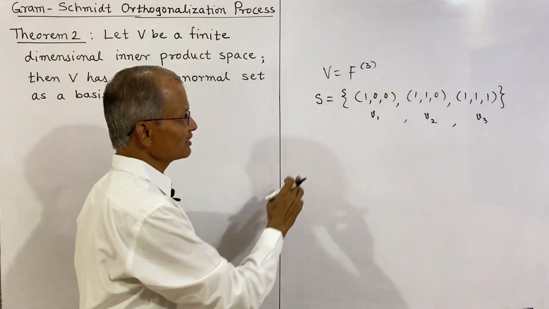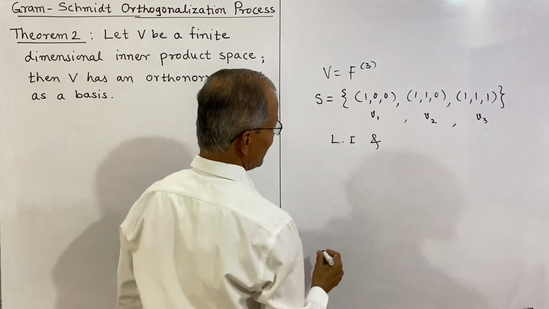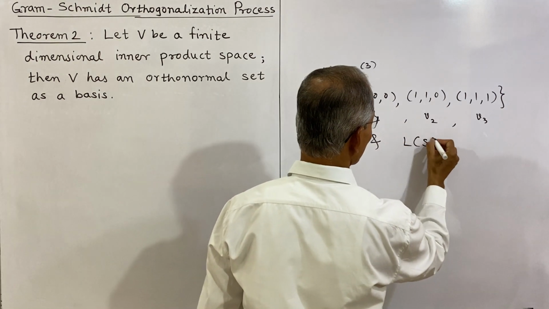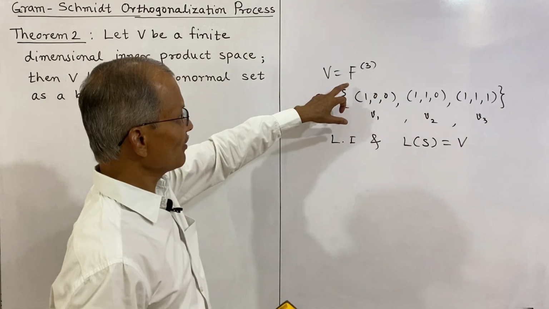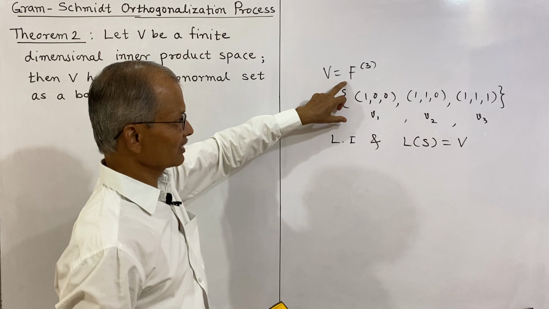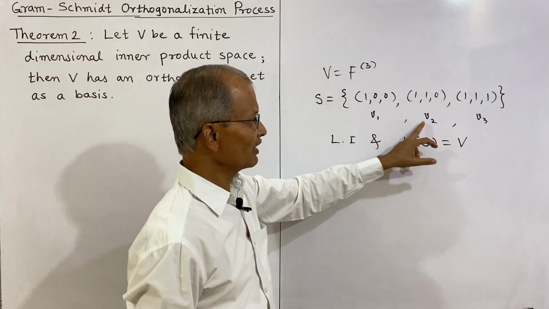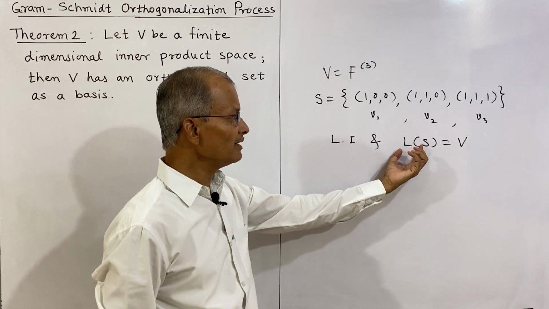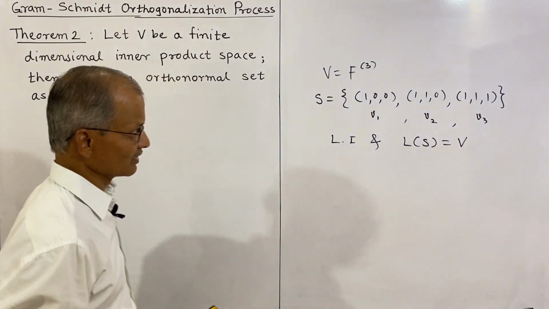The meaning of basis is that these are linearly independent, and the linear span L of S is equal to the whole of V, the vector space F3. Any vector in the three-dimensional vector space V can be expressed as a linear combination of V1, V2, V3. That means the linear span of S is equal to V. That is the meaning of basis.